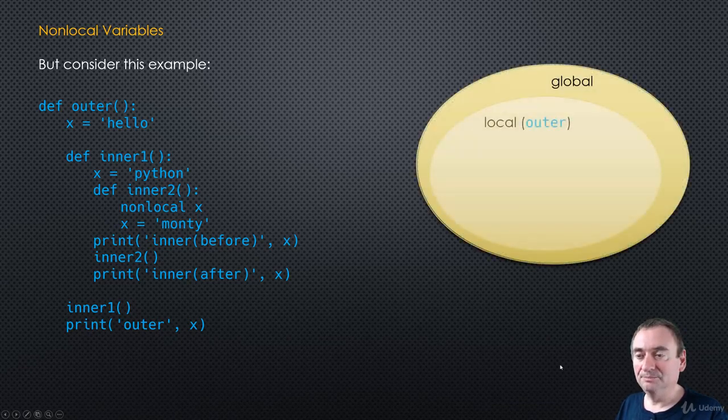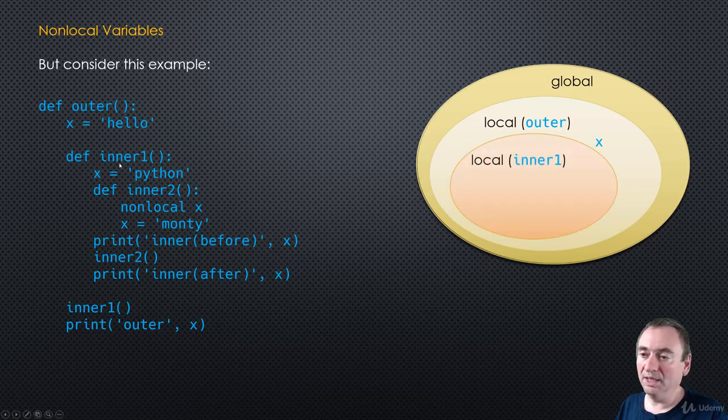So let's see what it looks like. We have our global scope, we have our local scope for the outer function, and there's an x in it. There's also inner1. I'm not going to keep repeating that, but x is the one we're interested in. So x is there, it has a value of hello. Then we have a scope for inner1.